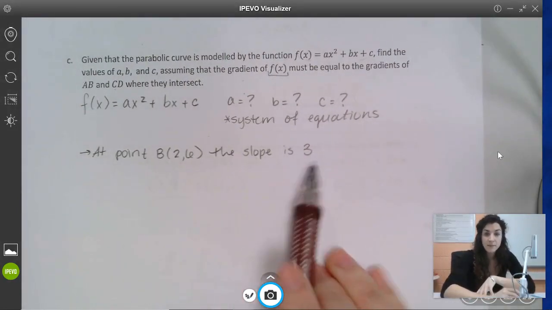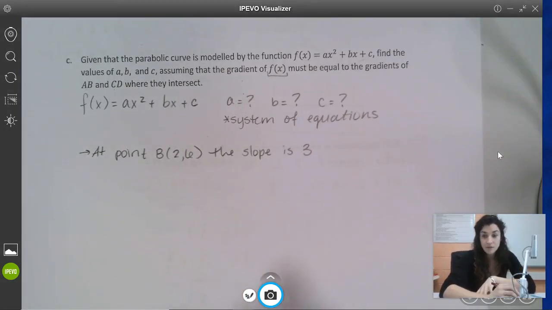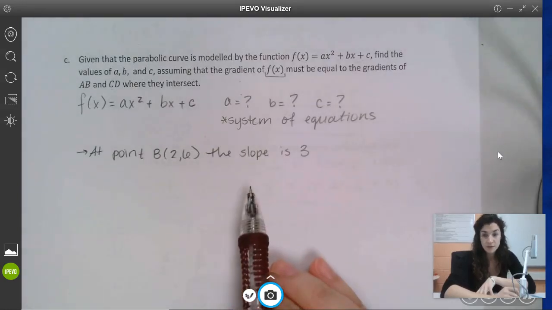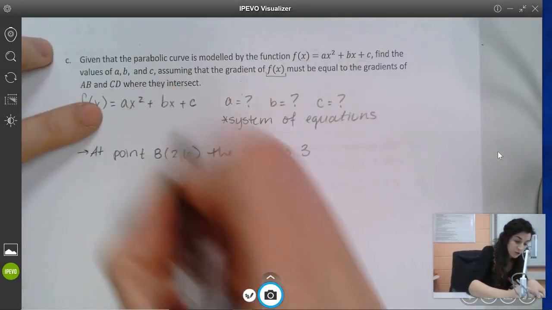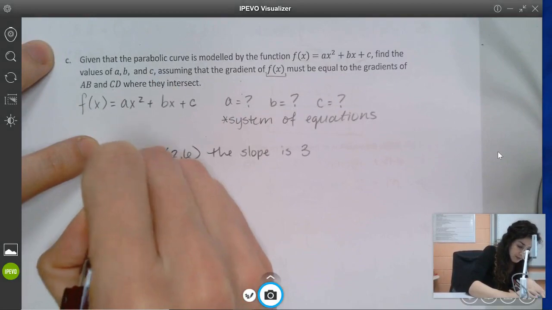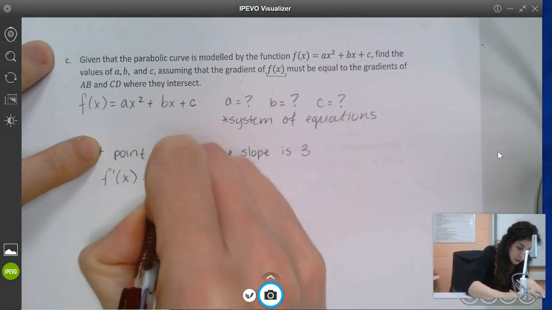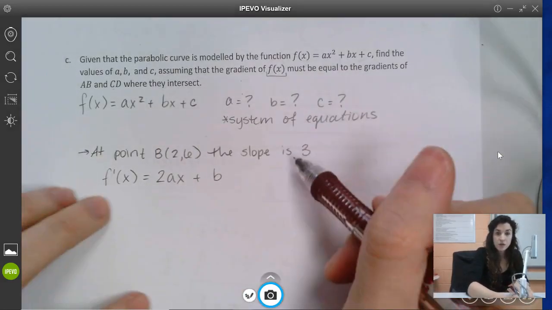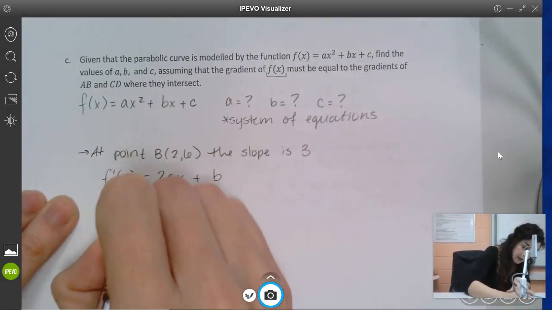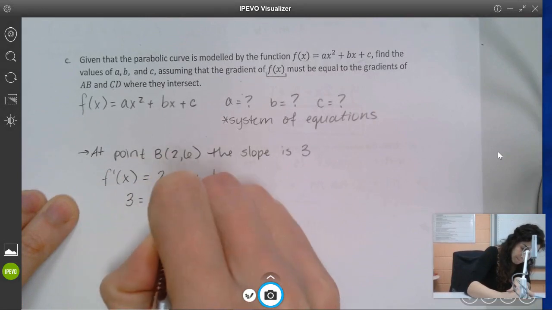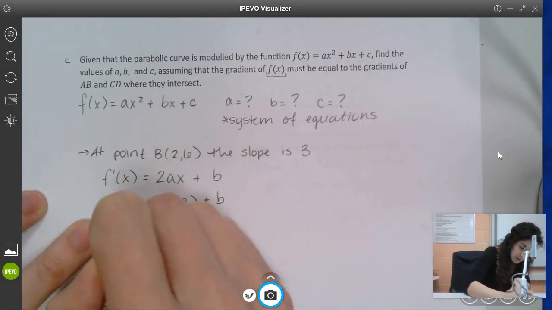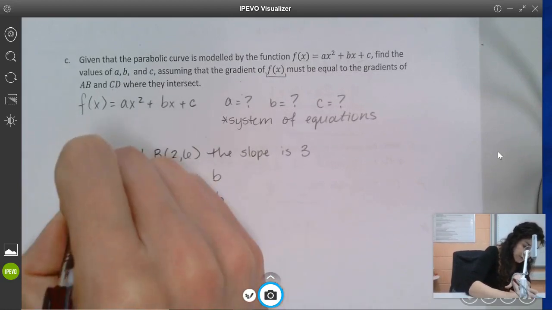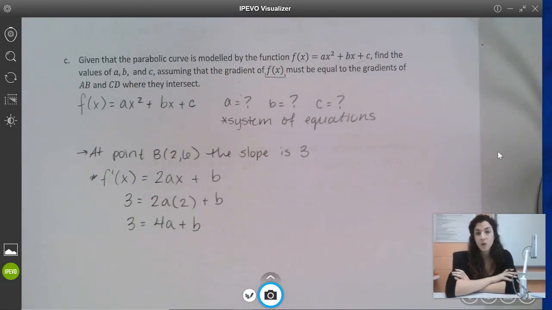The slope is 3, which means we need to find the derivative, right? If we want to talk about a slope of a curve, we should talk about the derivative. So if I find the derivative of f of x for right now, that's 2ax plus b. Okay, so the derivative is equal to 3. And I have my first equation.